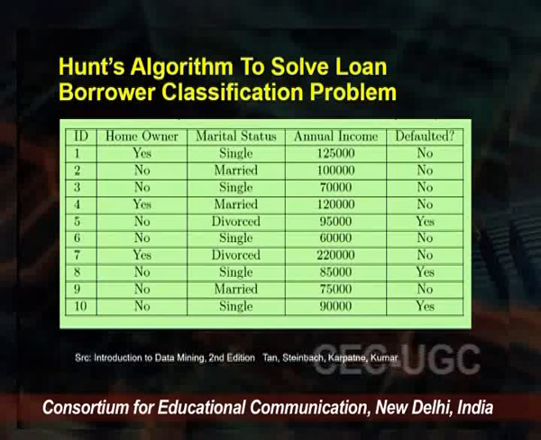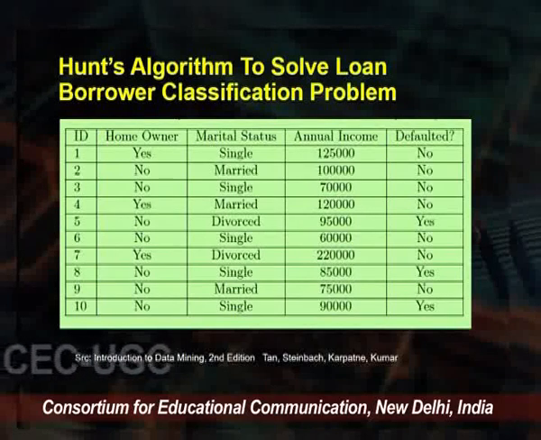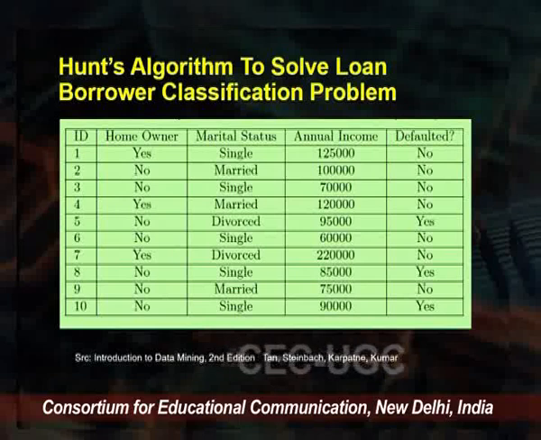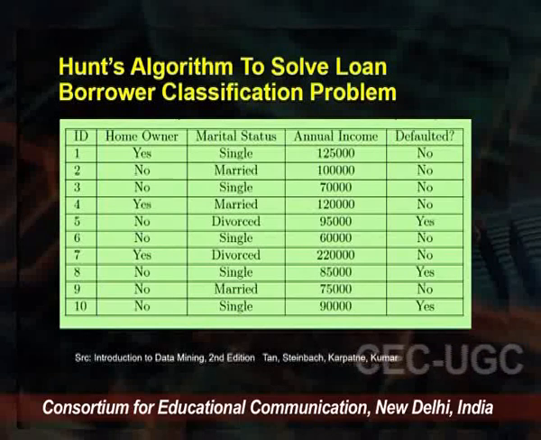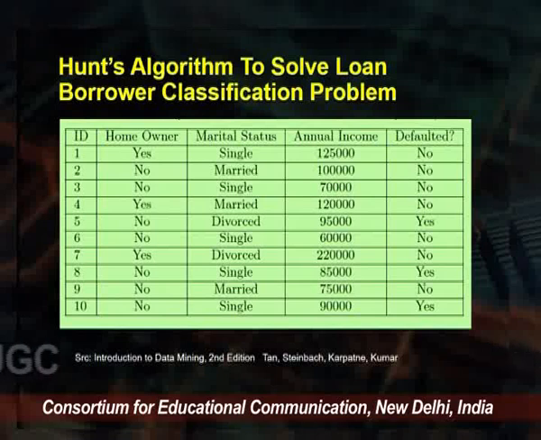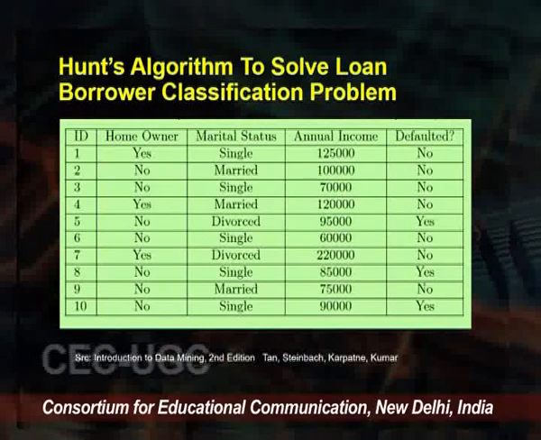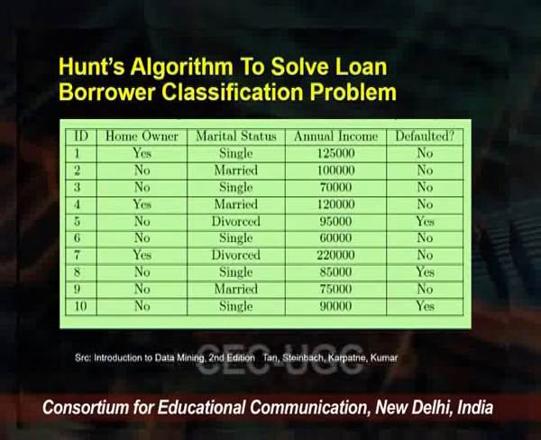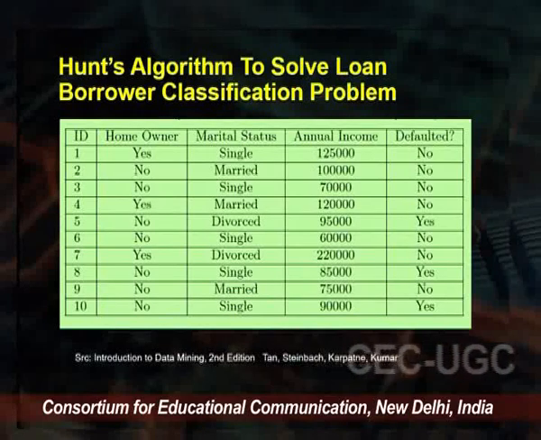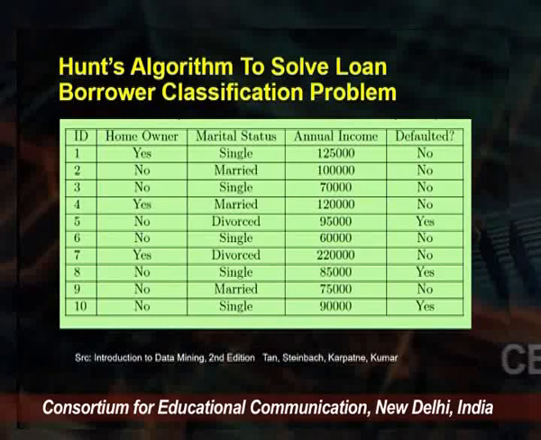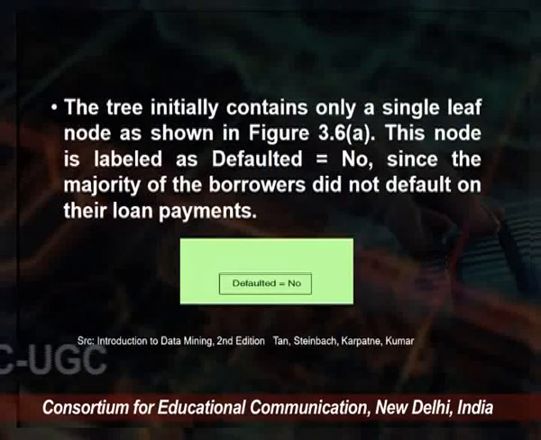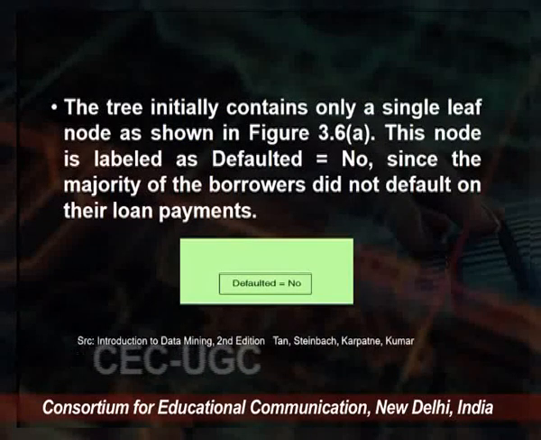So these are the three different attributes on which we are going to build the decision tree. That is, whether the borrower is a homeowner, whether the borrower is married, and what is the annual income of the borrower. So we will build the decision tree on a step-by-step basis using Hunt's algorithm. So the tree initially contains only a single leaf node.